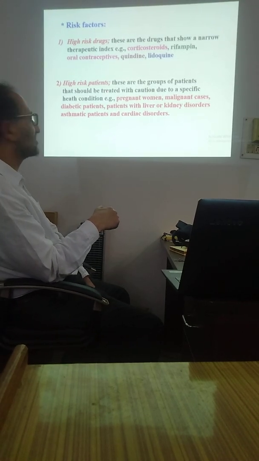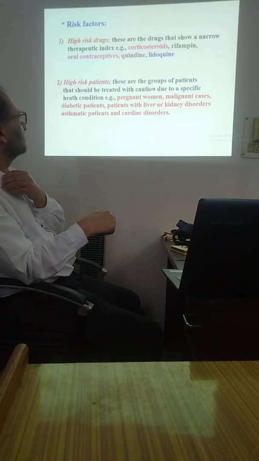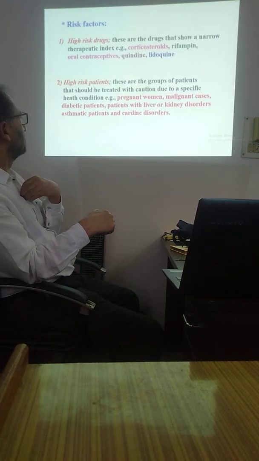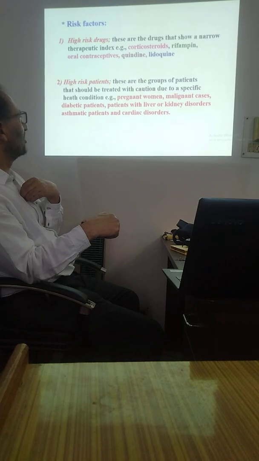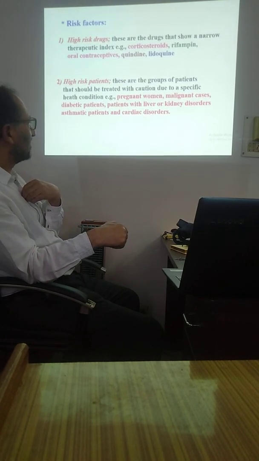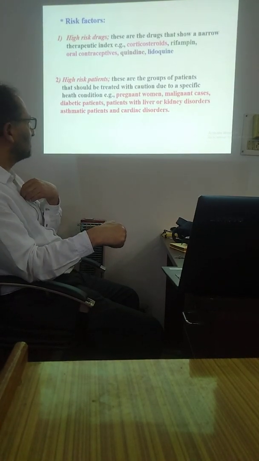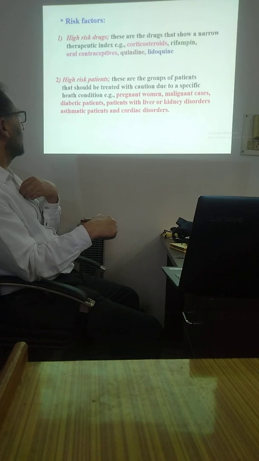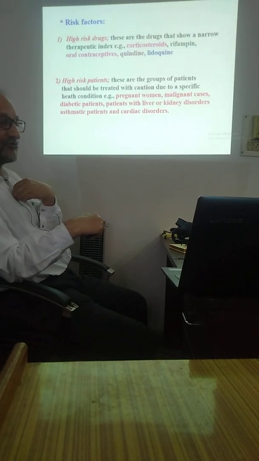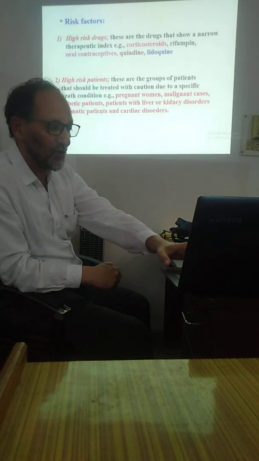Now, besides high-risk drugs, we also have high-risk patients. These are groups of patients that should be treated with caution due to their specific health condition: pregnant women, malignant cases, diabetic patients, patients with liver or kidney disorders, asthmatic patients, and cardiac disorders. So these are the high-risk patients. We have to be vigilant when we prescribe drugs in this kind of population.